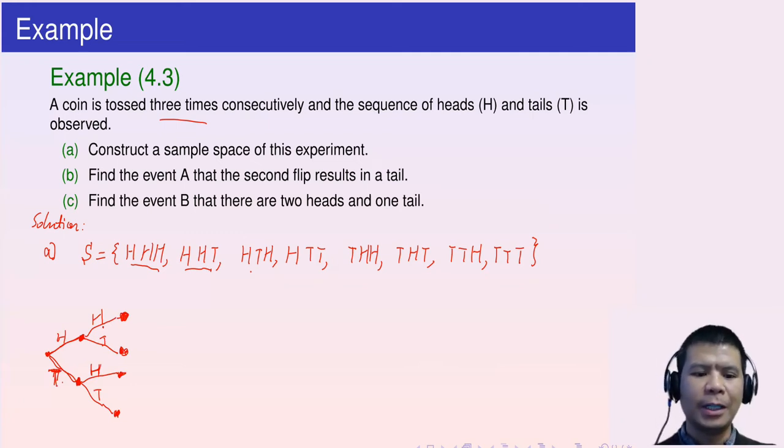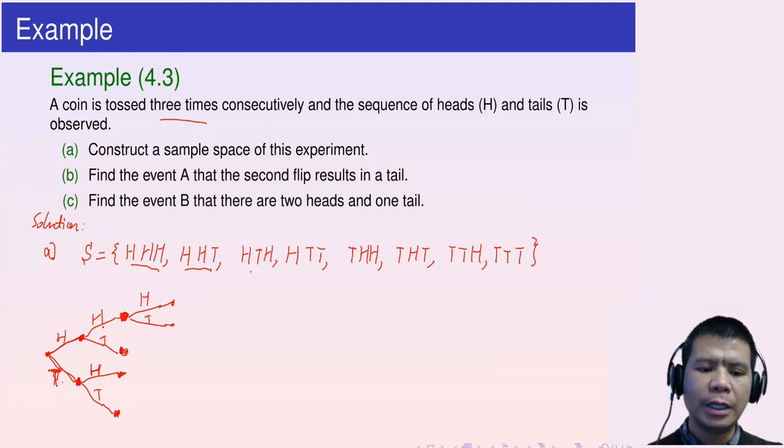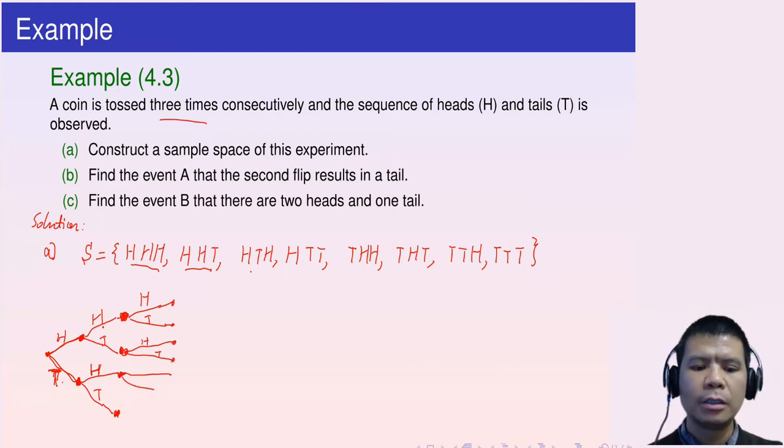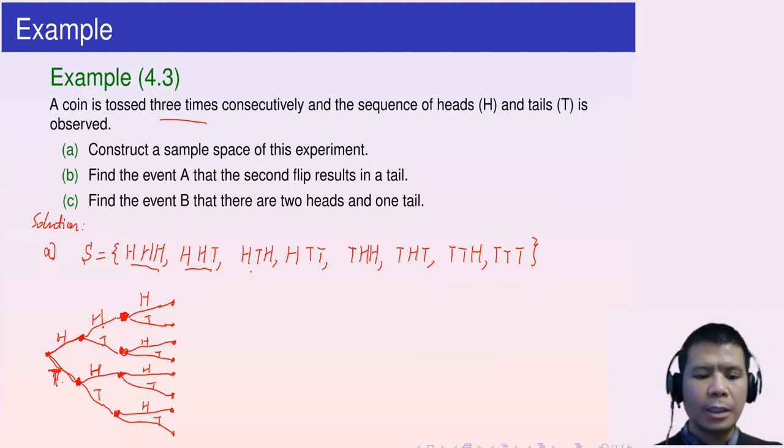Now finally, I'm going to get another one, the 3rd toss. If it is head, this is tail, I'll be somewhere here. Head and tail. And this is head and this is tail. And this is head and this is tail. Okay, so you can see that.